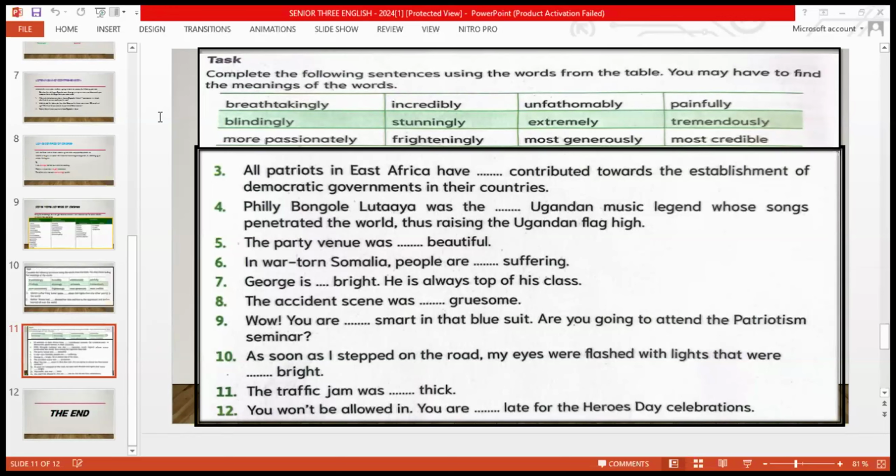Okay, thank you. And finally for today, you won't be allowed in. You are dash late for the Heroes Day celebrations. Who wants to give us the adverb of degree there? Someone that has not spoken. Isaac, the last time I chose you, the network didn't give you leeway, but if you can unmute now. Patricia, my co-host, wants to do this one. You won't be allowed in. You are extremely late for the Heroes Day celebrations. Yes, thank you. That's correct.